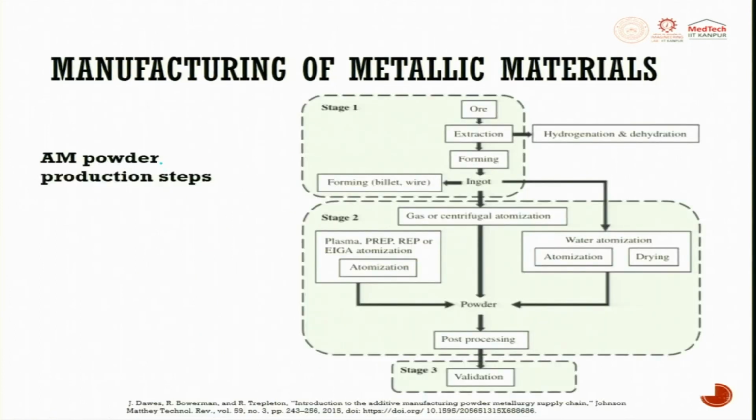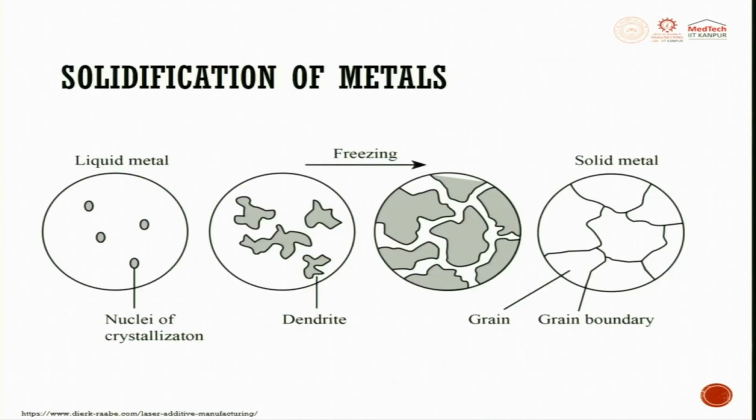In additive manufacturing powder production, we have seen the steps: the ore, extraction, forming, ingot, then the second thing, gasification, then from there powders are made, post-processing of powders, and it is validated. When we talk about it, there is water atomization and then drying. So, you have all the other processes which help in making a powder. Let us get into solidification of metal.